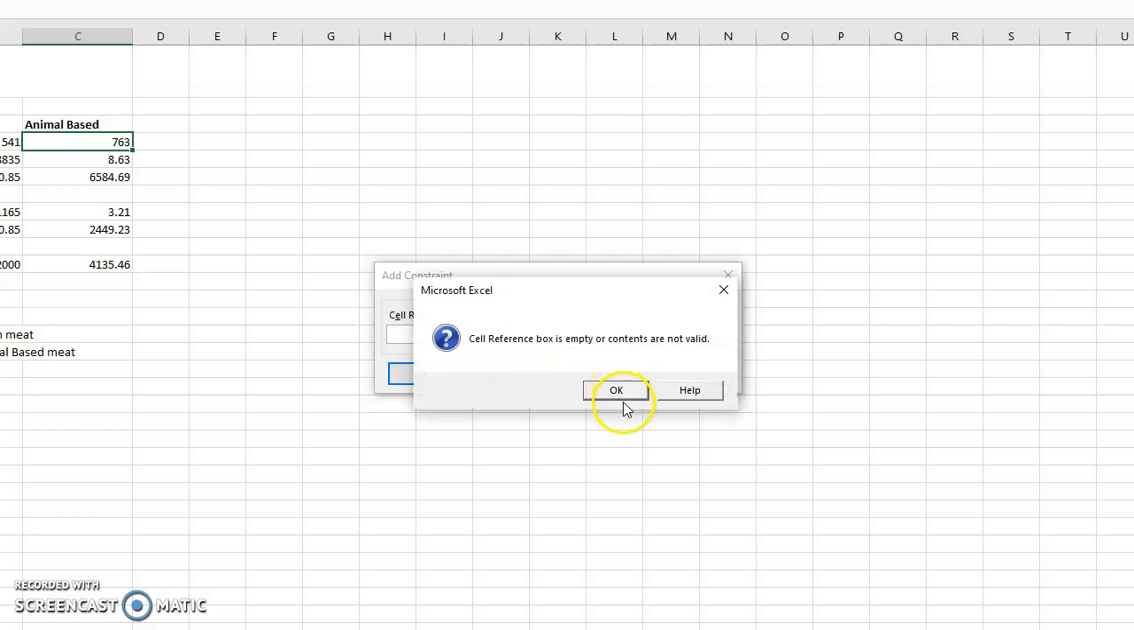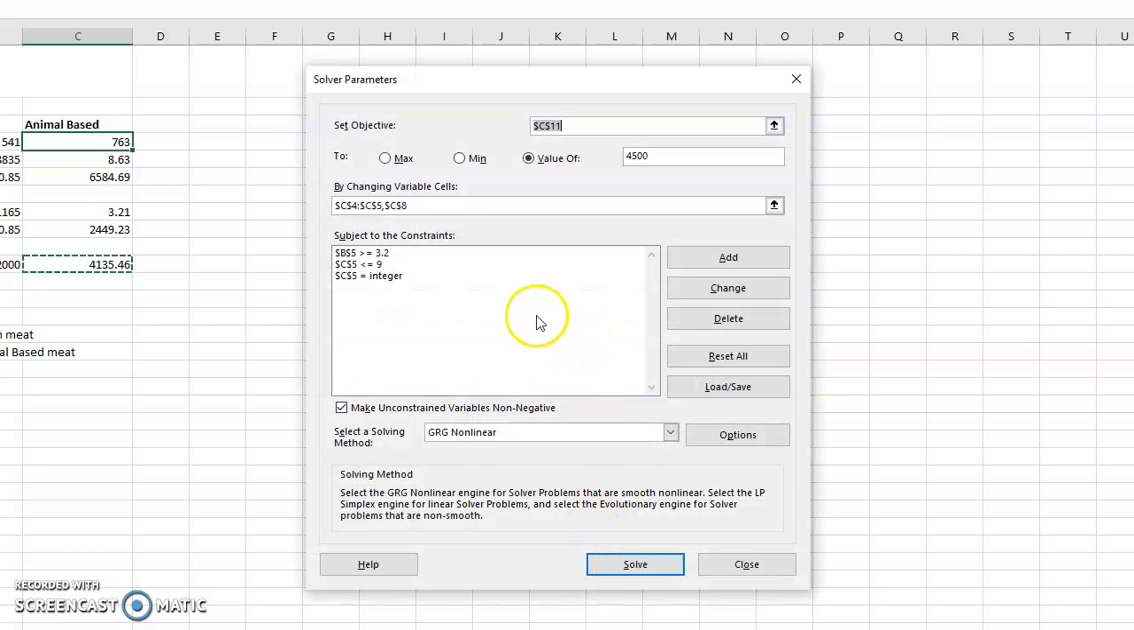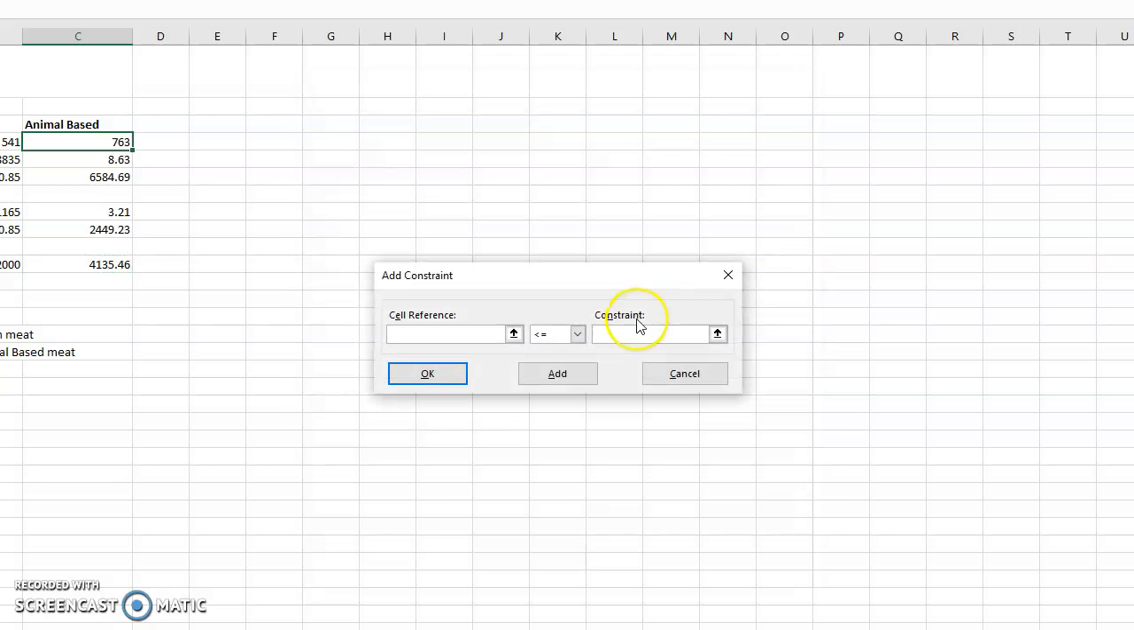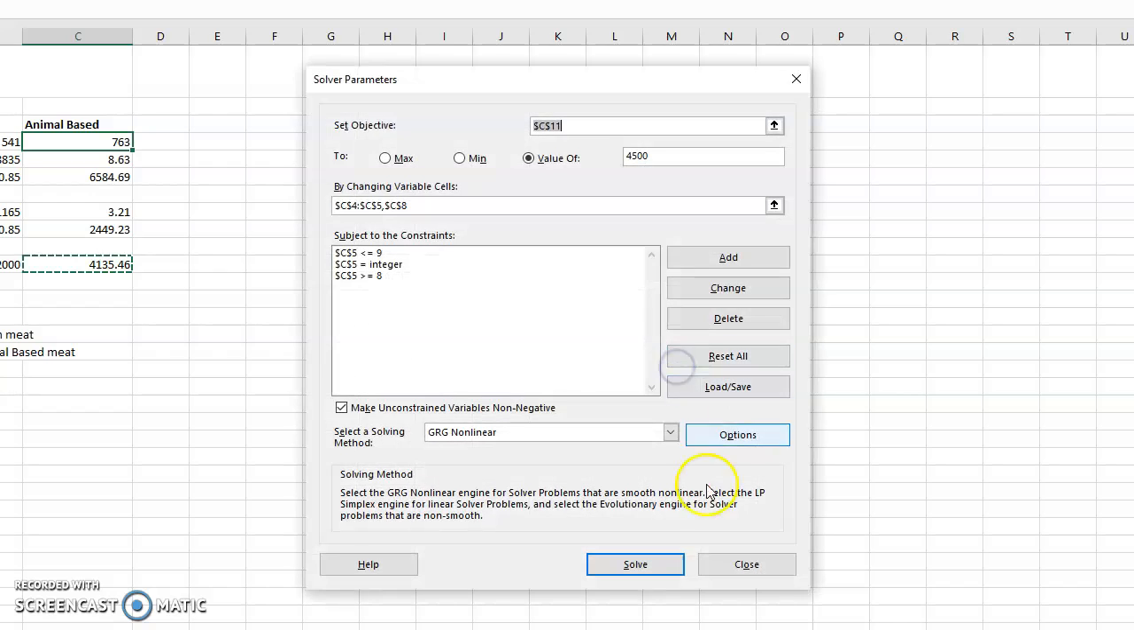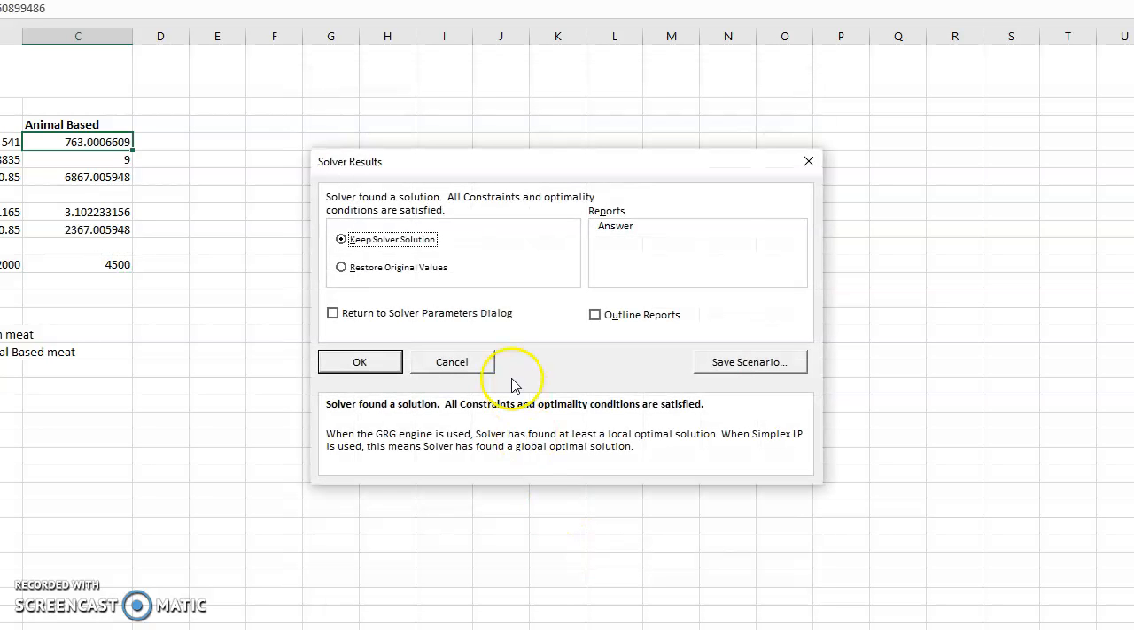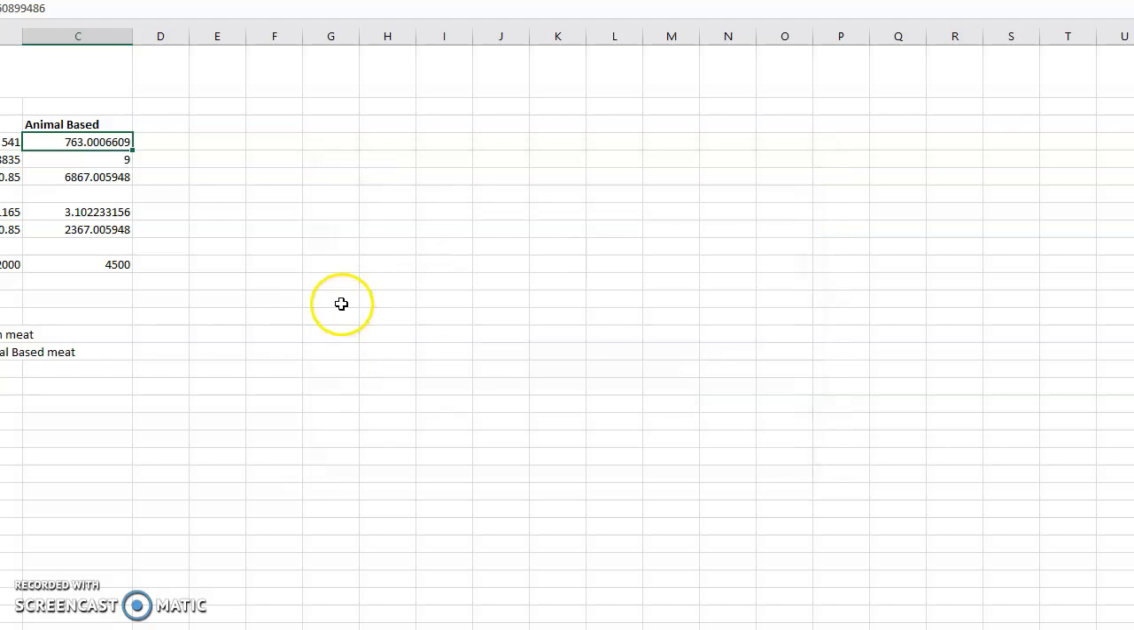Okay. But we will have to make this higher than $8 since we need more profit. And now let's click OK. And let's click cancel. And now we will use GRG Nonlinear since this is a simpler task, and you will use that when you are doing simpler tasks on Solver. So now we'll click solve, and it'll show us how much we need to sell.